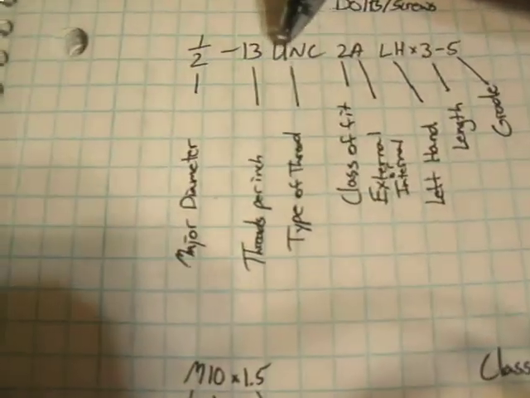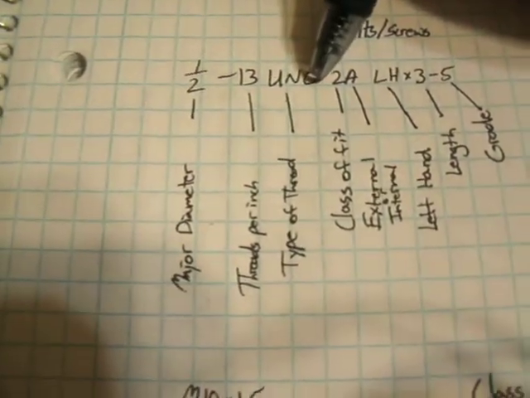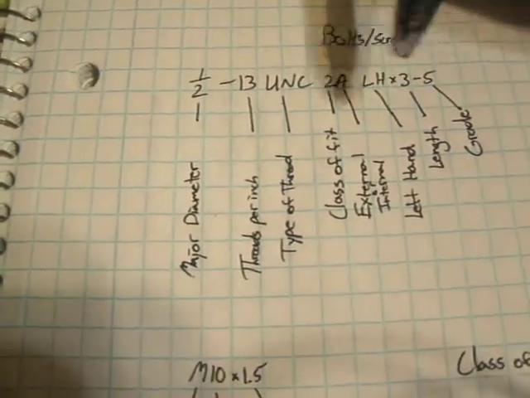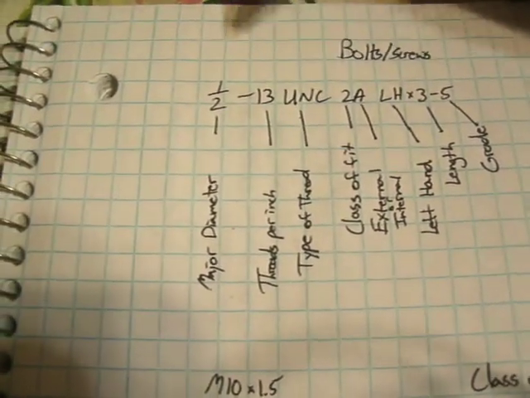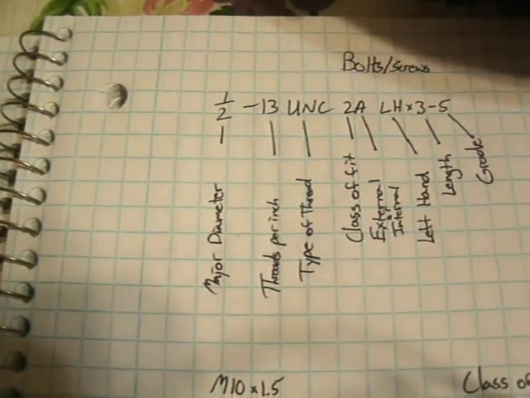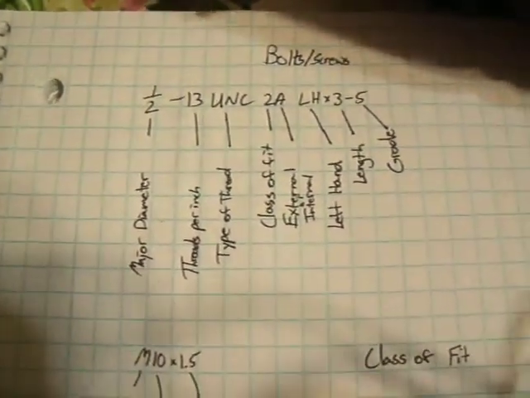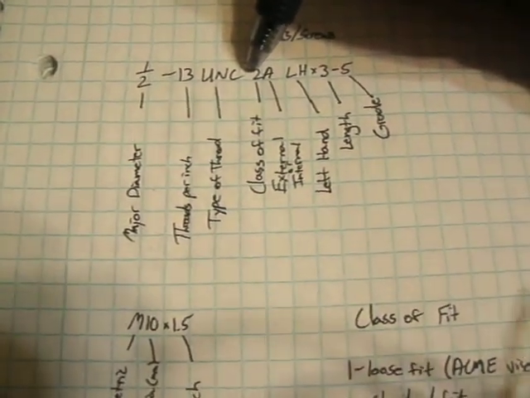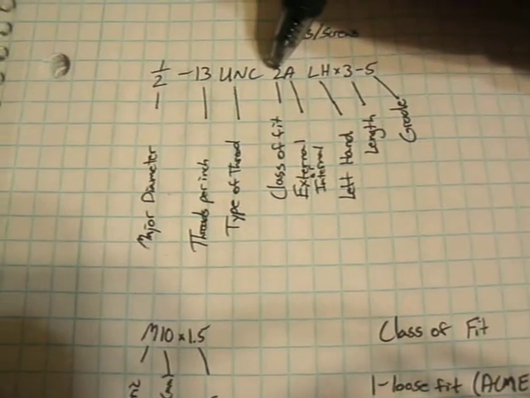So Unified National Coarse, this is what these abbreviations mean. That's the type of thread. Again, that can be Acme thread, Brown and Sharp. There's hundreds of different kinds of threads, so you need to keep that in mind. Then the number after that is going to be your class of fit. Now, class of fit is kind of important to know.